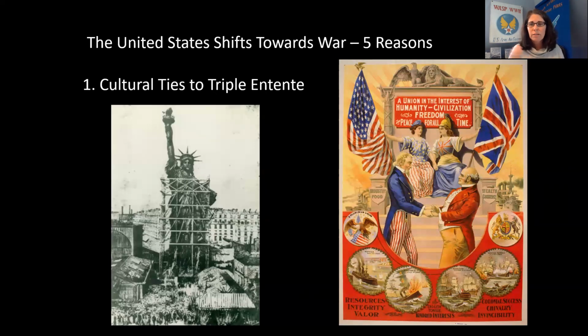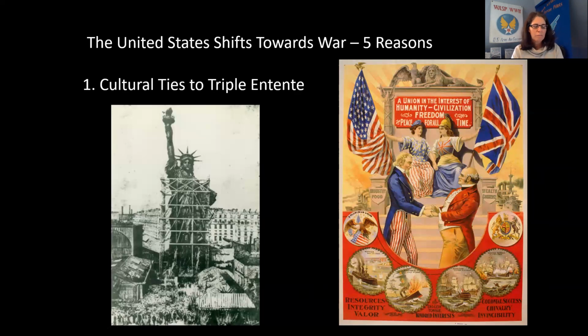First, we have cultural ties to the Triple Entente. Remember, we're talking about England, we're talking about France, this tie to them, leaning towards them. The United States and Great Britain, although we fought in the Revolutionary War and then the War of 1812, from that time forward, we'd been pretty good allies. And then you've got France. Of course, France built and gave us the Statue of Liberty, right? It shipped over in pieces and got put back together. And we have this great connection to France as well.